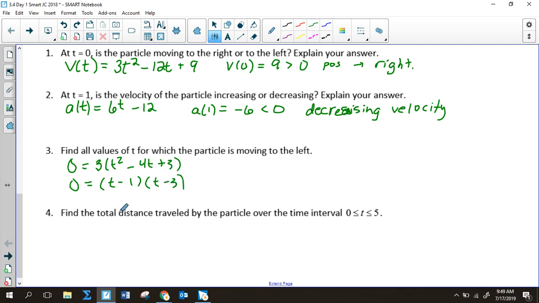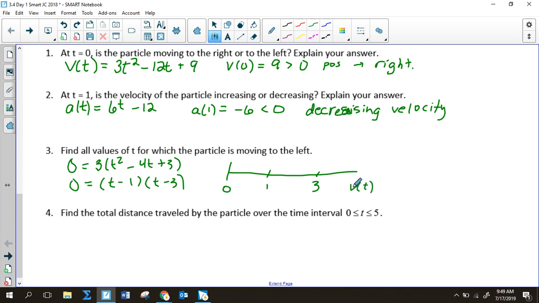So what this is telling us is there are 2 places where the particle is stopped, because where the derivative equals 0 is where the particle is stopped: t equals 1 and t equals 3. What we want to know is, in between or to the left and right of those values, is the velocity positive or negative? So I'm going to do a number line test. Time starts at 0. Then I have the 1 and the 3 that are important. These are the places where it's crossing the x-axis, so where it's stopped.